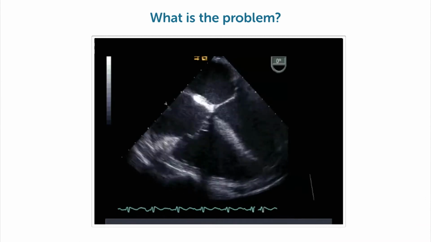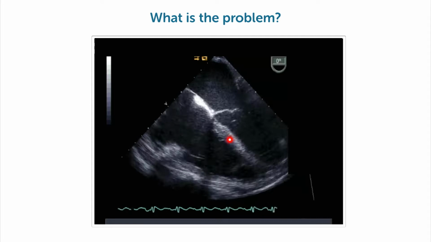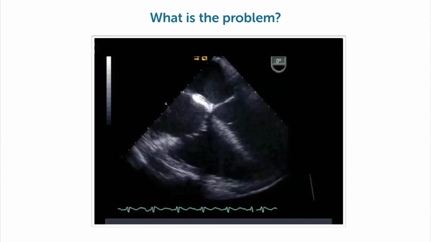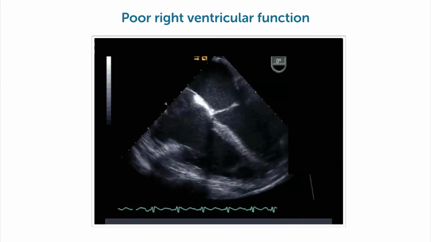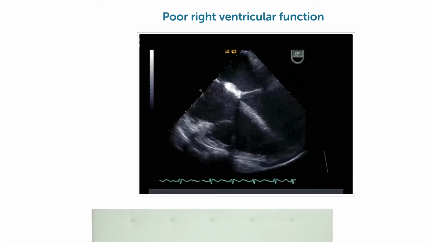What is the problem here? A four-chamber view. The left ventricle looks okay, but the right ventricle is dilated and right ventricular function is poor. That is his main problem, a patient who had isolated myocarditis as we think of the right ventricle.